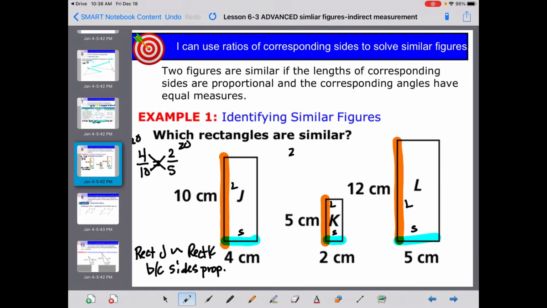So let's pick either one of them. Let's use 2 to 5. 2 to 5, does it equal, now again, short to long, 5 to 12? Well, 5 times 5 is 25. 12 times 2 is 24. So are J and K also proportional to L? No, because they do not have proportional sides.